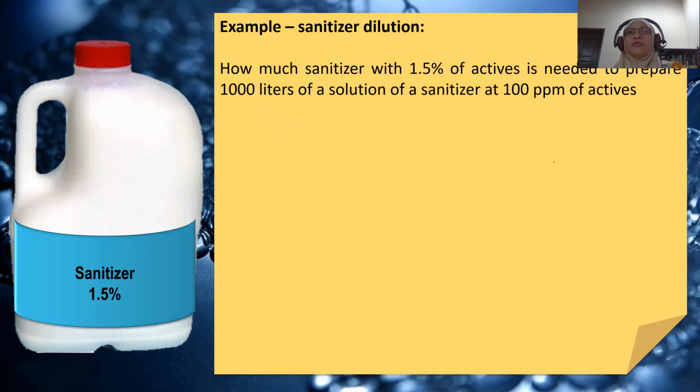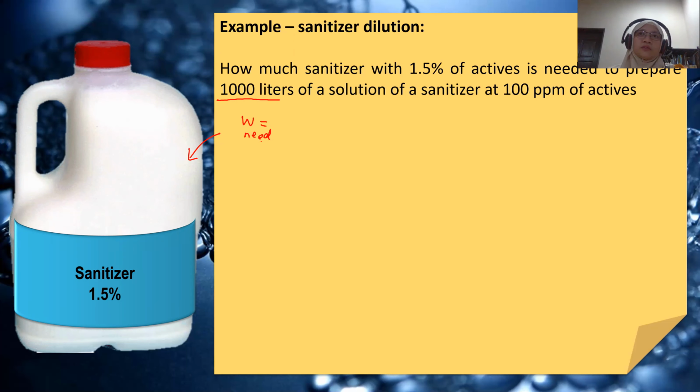Let's look at the example here. How much sanitizer with 1.5% of active is needed to prepare 1000 liters of a solution of sanitizer at 100 ppm of active? So let's write down the equation. The weight needed is the weight that we need to take out from this concentrated detergent in order to dilute it in 1000 liters.